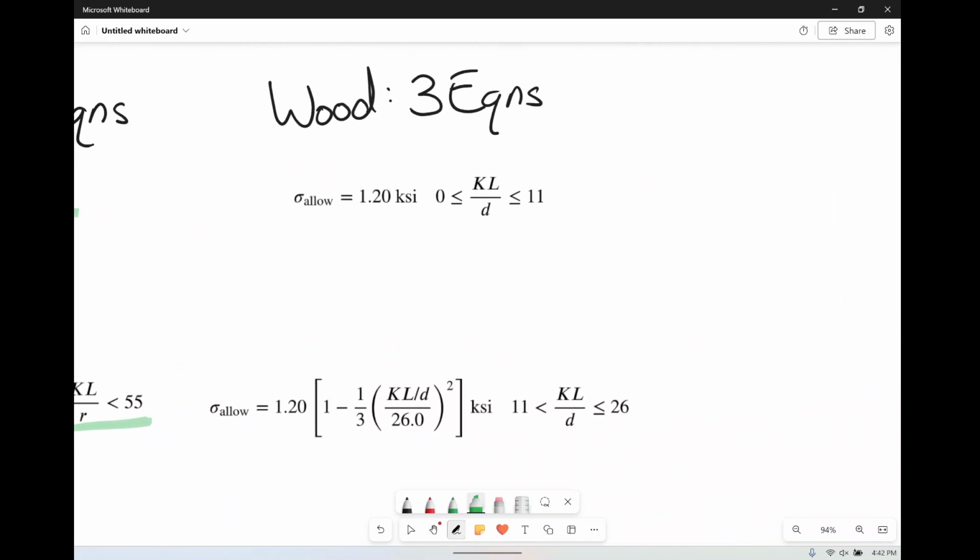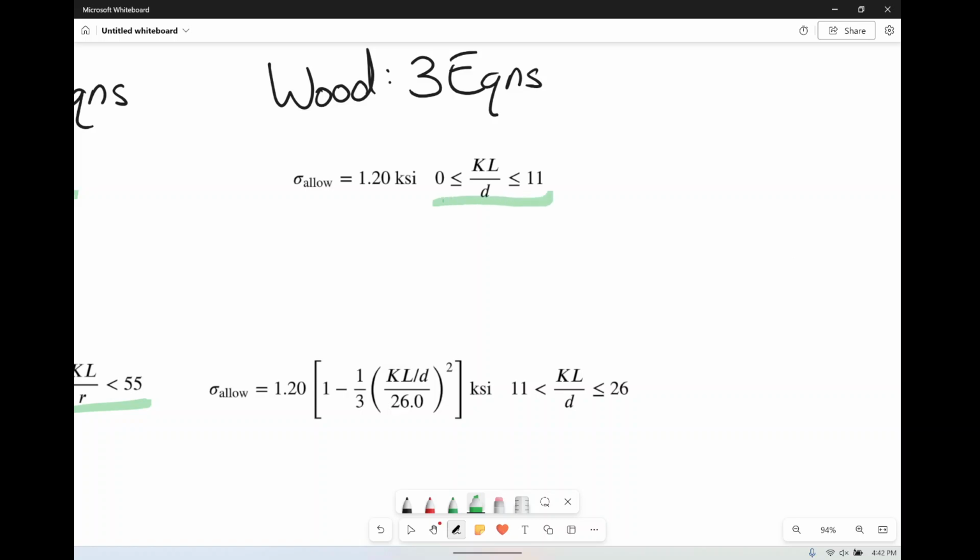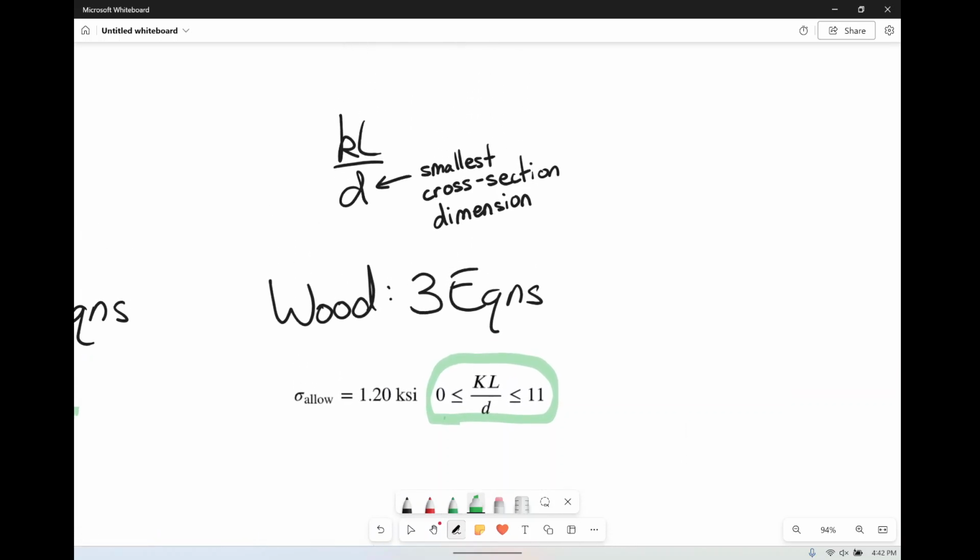And for wood, again, we have three equations. This time, though, it is KL over D, which you might think looks really weird. The only difference is that D is the smallest cross-section dimension. So it's actually easier to solve because it doesn't have anything to do with radius of gyration.